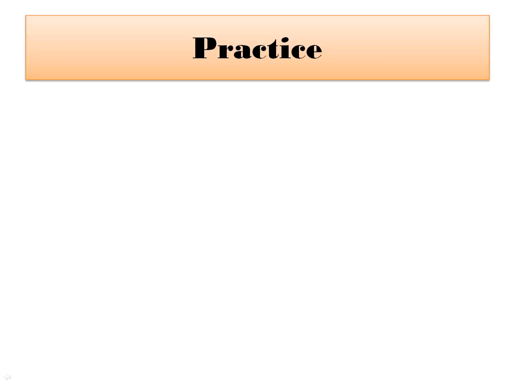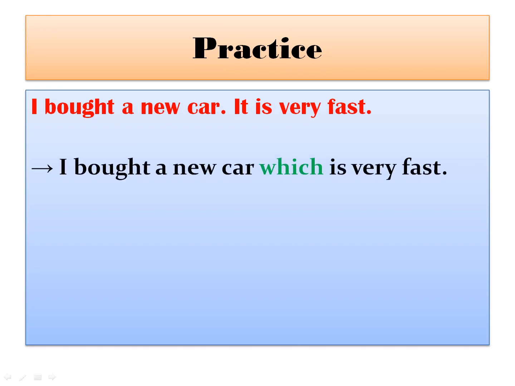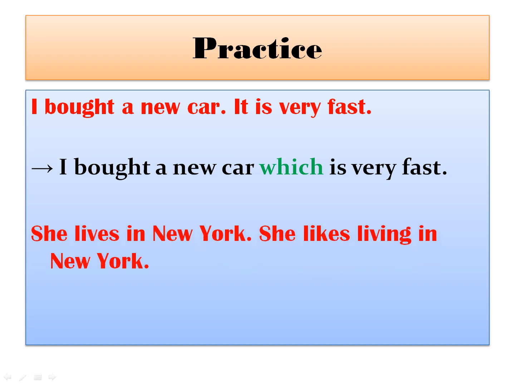Now let's move to practice. I bought a new car. It is very expensive. So here we're going to use which, because we have a repetition of a new car. I bought a new car. It is expensive. The sentence is going to be: I bought a new car, which is very expensive.